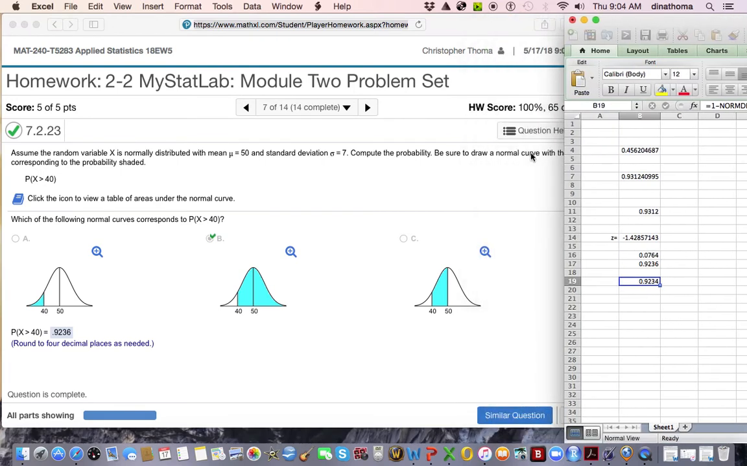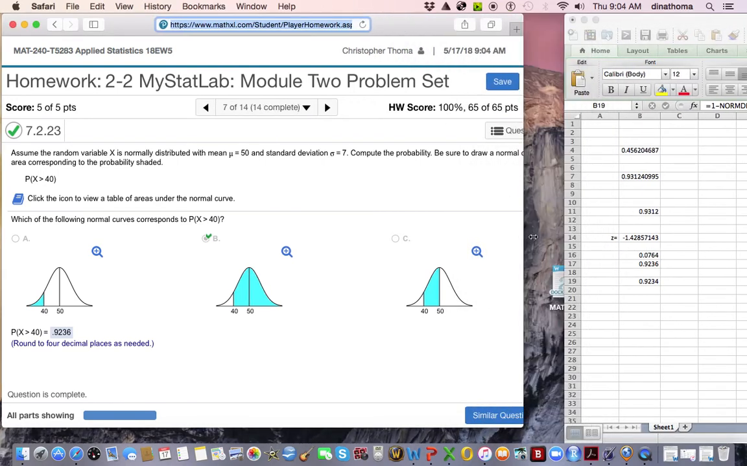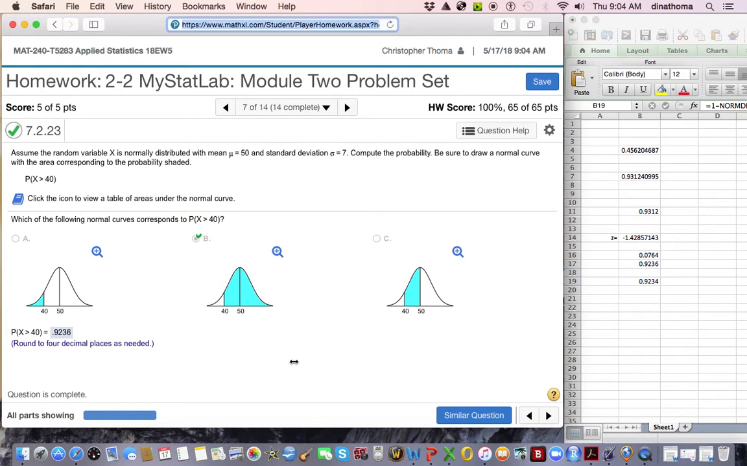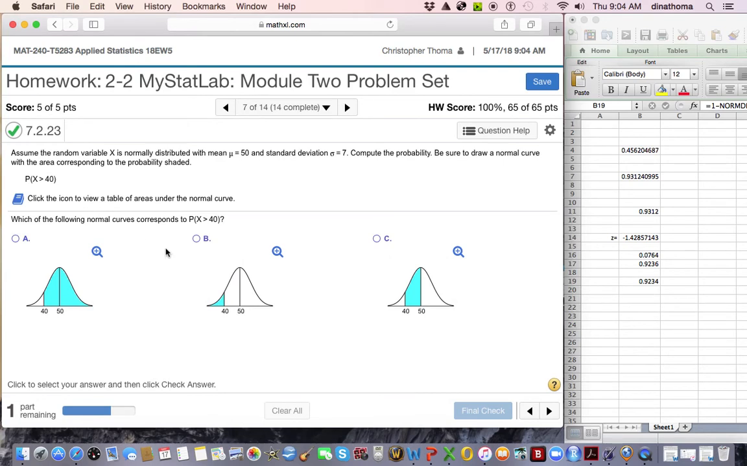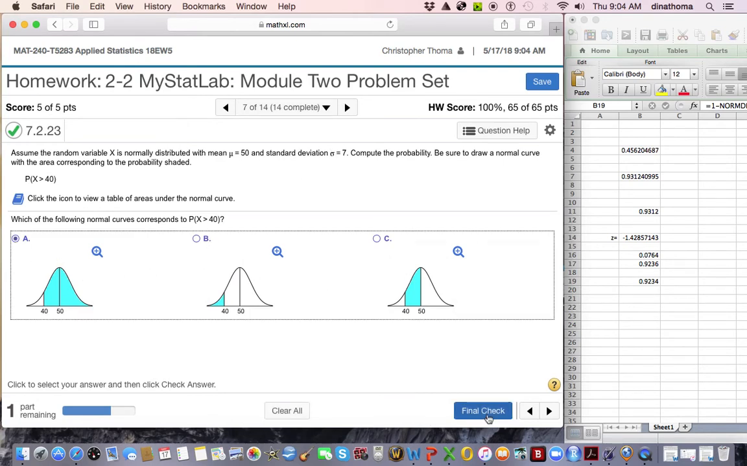Need a bigger screen so I can have both windows open for you all. Shrink this down a little bit more. If it doesn't take it, that's when you use question help, send it to me and say, hey, there's something wrong. And one of you has already done that, and I've responded back to you. So, oh, good. Give me the exact same thing again. So let's try it again. Let's see if it takes my Excel answer. Final check.